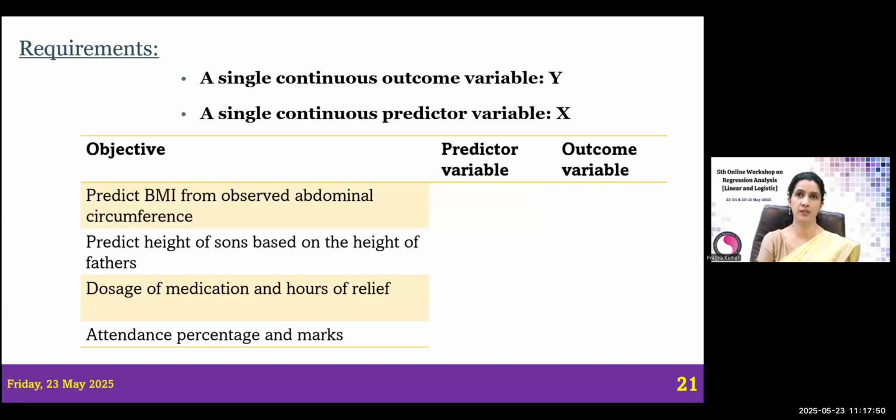So now coming to this, just a few exercises or activities for all of you. This Y is a single continuous outcome variable, and this X is a single continuous predictor variable. So if my question is, you have to predict BMI from observed abdominal circumference, what is the predictor variable in this case, and what is the dependent variable or the outcome variable in this case? Yes, all of you please write down for the first objective: predict BMI from observed abdominal circumference.